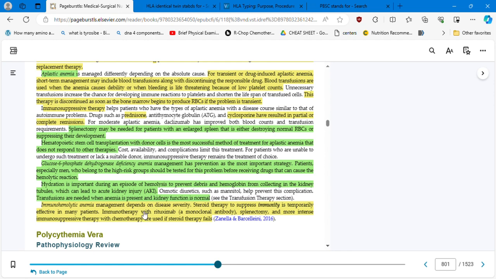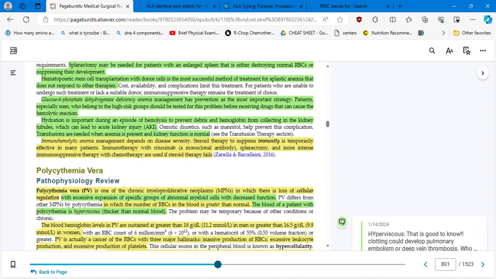Immunohemolytic anemia management depends on disease severity. Steroid therapy to suppress immunity is temporarily effective in many patients. Immunotherapy with rituximab, a monoclonal antibody, splenectomy, and more intense immunosuppressive therapy with chemotherapy are used if steroid therapy fails.